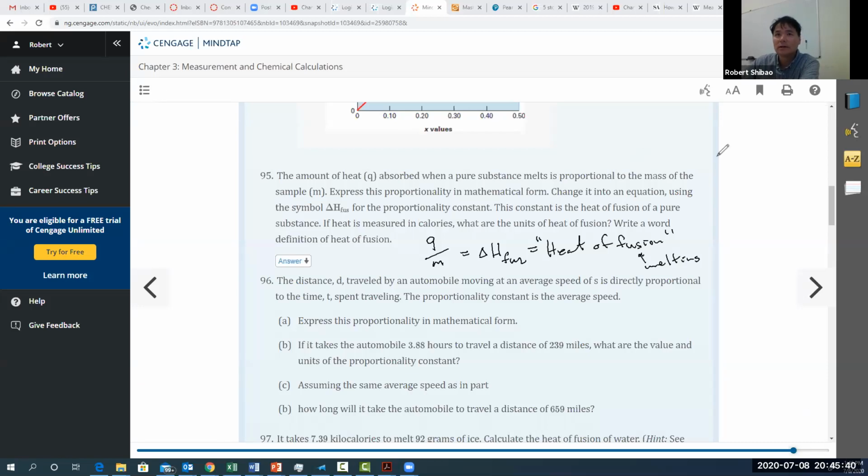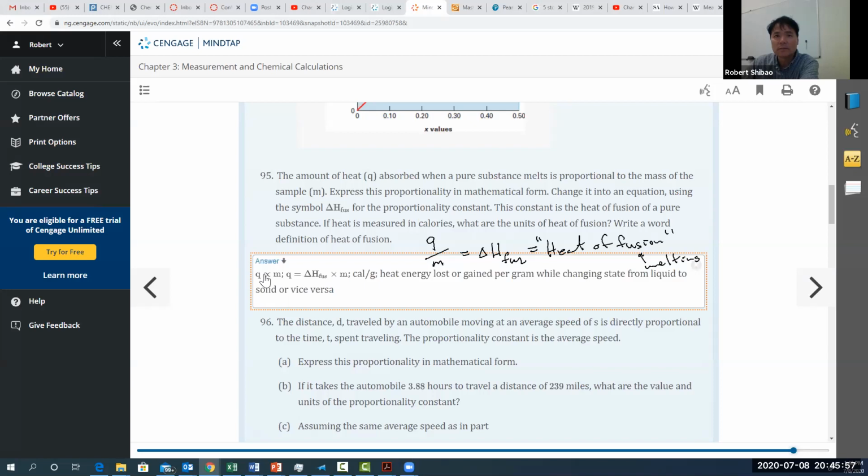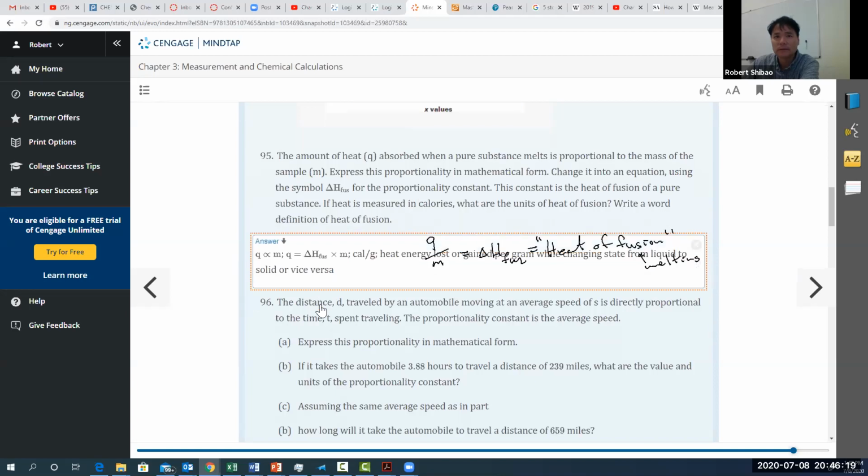So let me see what they did. This is just C. You don't want to think about this too much. You could look up the definition and that type of stuff, but it's not so significant because we're going to come back to these types of calculations in great detail later. So we'll get back over here and take a look. They're saying the amount of heat is proportional to the mass, the amount. Here they wrote it a little differently. They multiply both sides by M to get this equation here. Fusion is melting. Okay, let's move on.